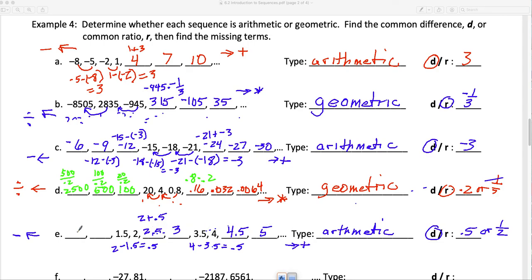Getting any easier at this point? Okay, I'm going to subtract going backwards. So 1.5 minus 0.5 right here is going to give me a 1. And 1 minus 0.5 is going to give me a 0.5. See, it is getting easier. We've got one more example. Let's go ahead and clean this up and scroll down.